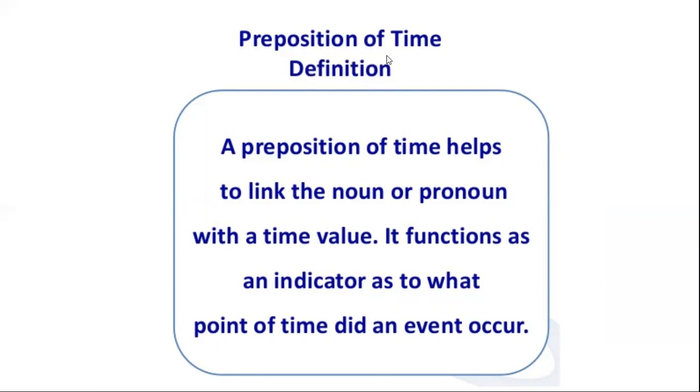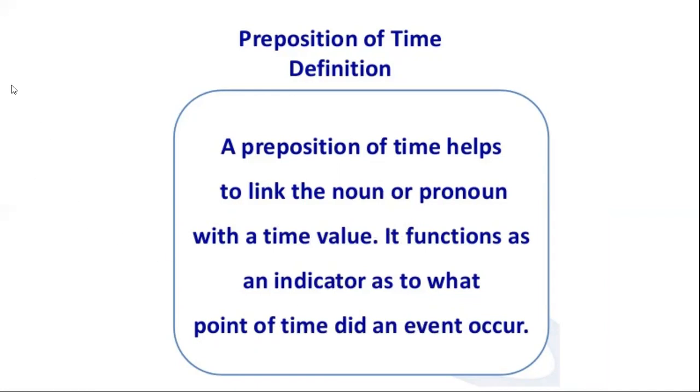What's the definition of preposition of time? A preposition of time helps to link the noun or pronoun with a time value. It functions as an indicator as to what point of time did an event occur. So it is nothing but preposition of time.